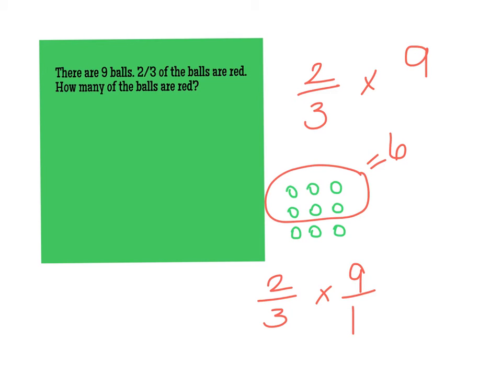I would have looked at this diagonally, and I would have said 3 and 9 can both be divided by 3. 3 divided by 3 is 1. 9 divided by 3 is 3. And 2 times 3 is 6. 1 times 1 is 1. And 6 over 1 is 6. If you don't understand that, do not worry about it. You don't ever have to understand that.